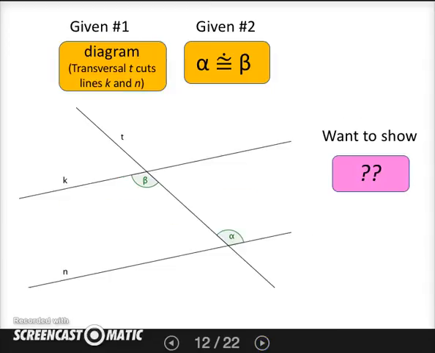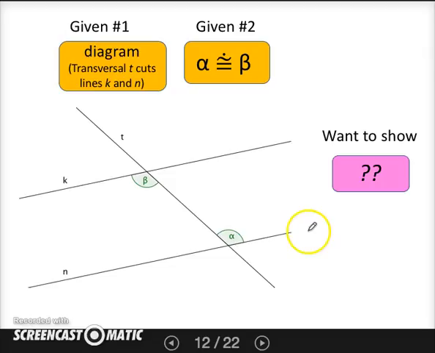Okay, here's a diagram of two lines. Notice that I have not marked parallel on these lines because we don't know whether they're parallel or not. We do know that there are two lines cut by a transversal. And if I were writing a flowchart proof, I could just write diagram, or to be more specific, I could write transversal T cuts lines K and N.